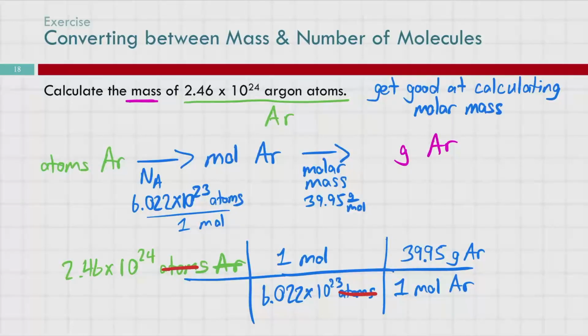So those cancel. The argon and moles on the top cancel with the moles and the argon on the bottom. The units that we have left are grams of argon, and that is where we want to be.